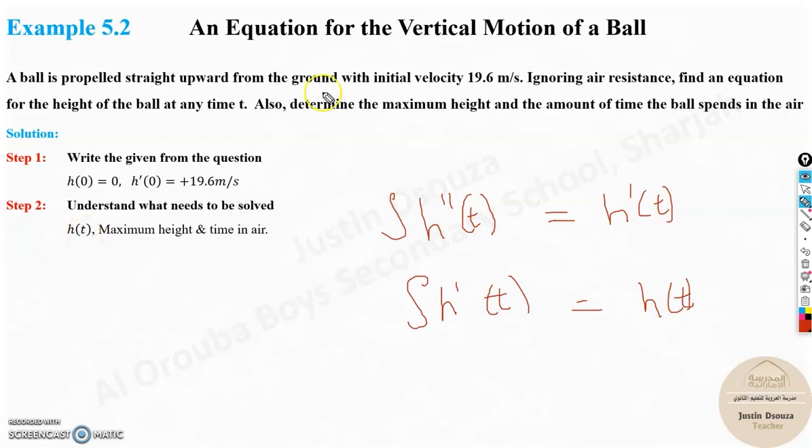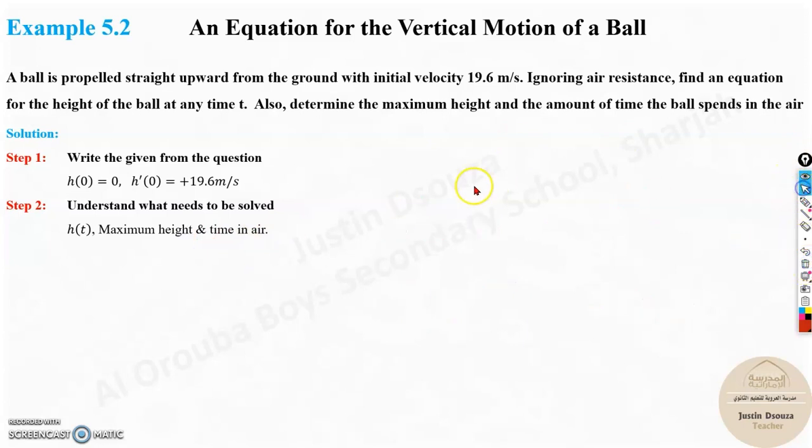Okay, that is fine, but that's not it. They want the maximum height and the time in air. So let us start solving it one by one. So find the velocity by integrating acceleration. If you do not know this, I would recommend you to pause this video, go back to the previous video, watch it, be thorough, and then come to this.